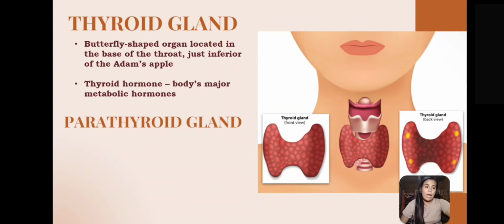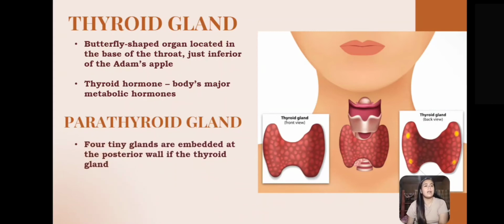And then next, we have the parathyroid gland. The parathyroid gland is four tiny glands that are embedded in the posterior wall of our thyroid gland. So at the back of the thyroid gland are the glands called the parathyroid glands. These four tiny glands at the back of the thyroid gland are the parathyroid glands.